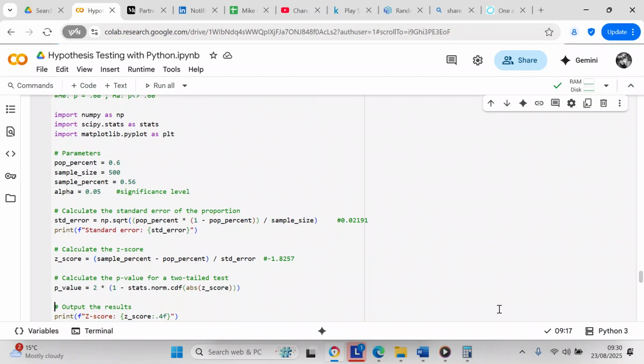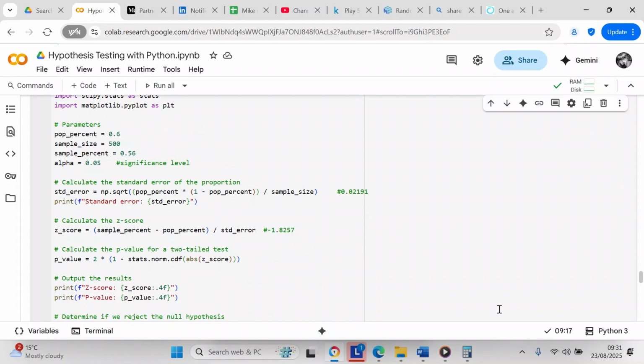Now we're going to calculate the p-value for a two-tailed test. So p-value equals 2 times brackets 1 minus stats.norm.cdf. Norm is a normal distribution, which is also called a z-distribution, and CDF is the cumulative distribution function, brackets abs, that's the absolute value of your z-score, because your z-score is a negative value in this instance. So we're going to print the z-score and the p-value, and we've also previously printed the standard error.